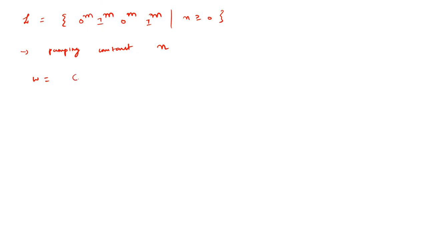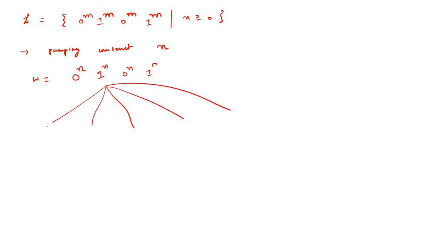We can have 0^n 1^n 0^n 1^n. Correct. Now can you propose a partition scheme for this string? We already have uvwxy, so we have five parts.